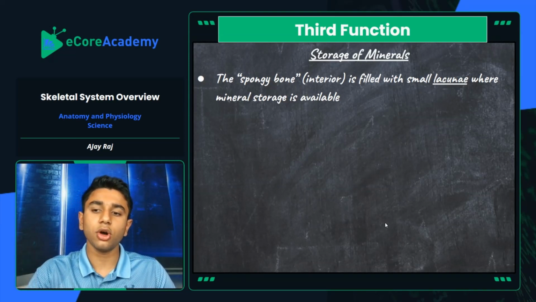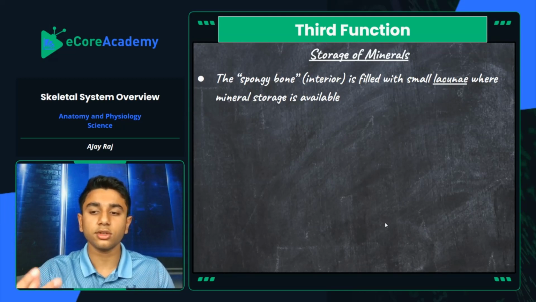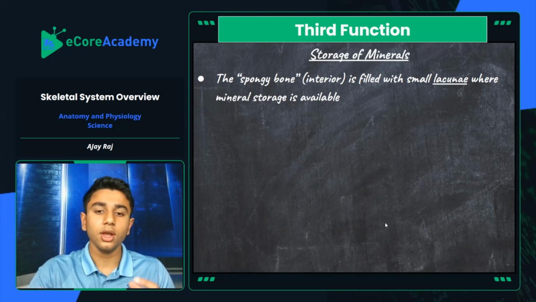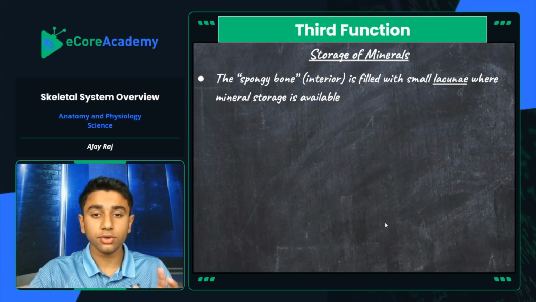So it's filled with small lacunae. As you can probably tell, spongy bone has a lot of holes in it. Lacunae are literally small cavities or holes within your spongy bone where mineral storage is available. Those small holes allow for cells and minerals to be stored and to pass through.